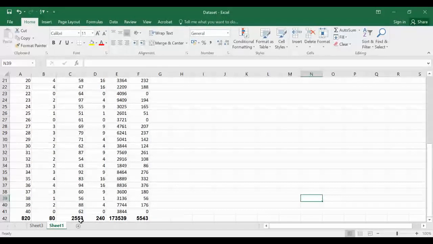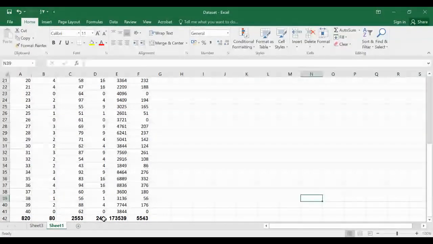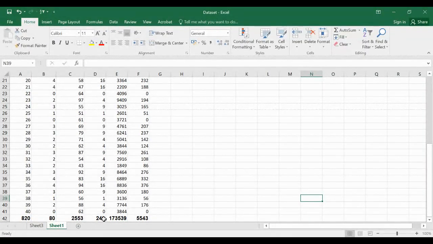2553 is the sum of yi. 240 is the sum of xi squared. Then 137,539 is the sum of y squared. And we have 5543, which is the sum of x, y.